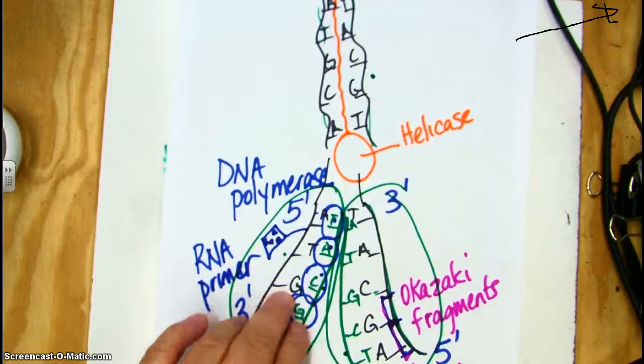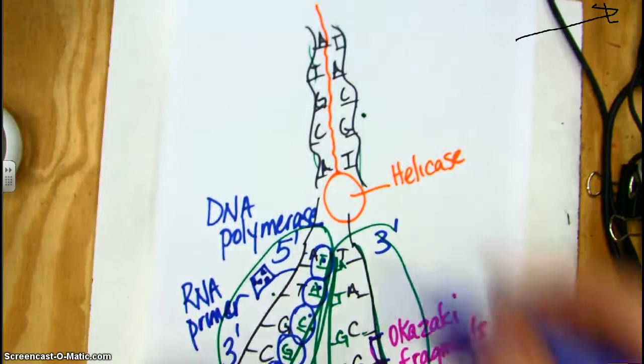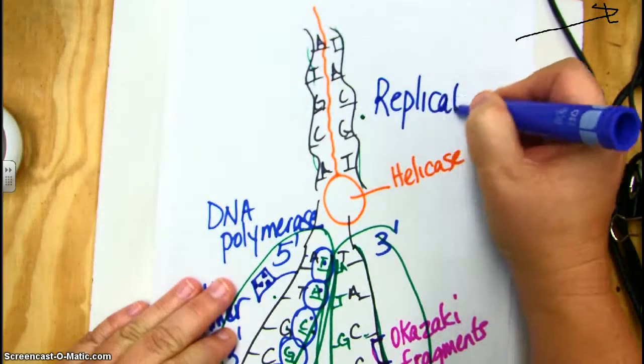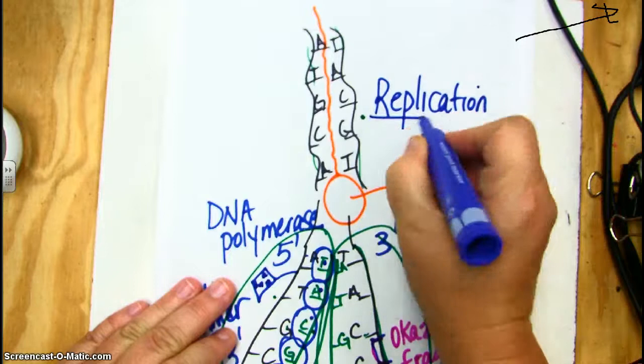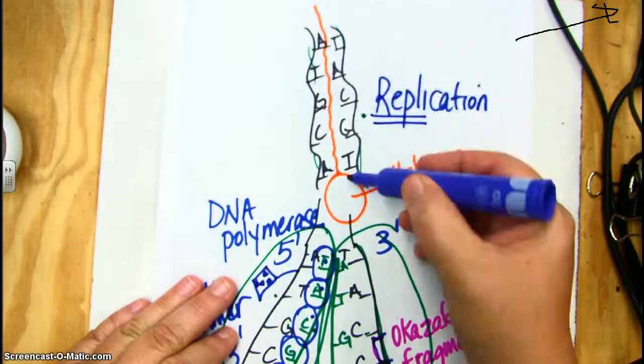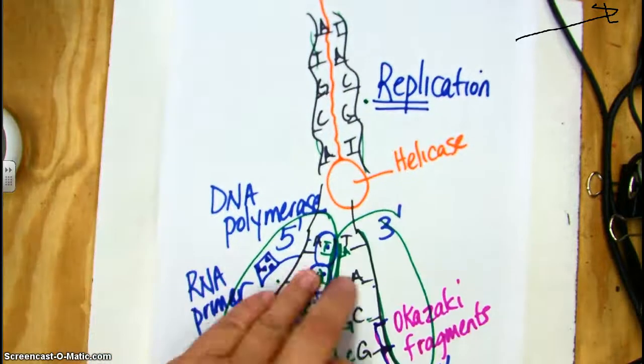replication, DNA replication. That's making a copy, making a replica, replication. Making a replica, a copy of the original strand. Here we go. We make two copies because we have two daughter cells.